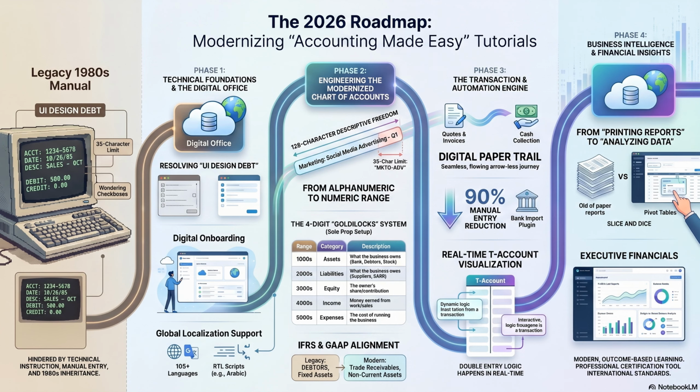The update ditches that entirely for a modern, logical, four-digit numeric block system. So the 1000s are universally reserved for assets. The 2000s are for liabilities. The 3000s represent equity, moving all the way up to the 5000s for standard expenses. And moving to that four-digit block system provides immediate cognitive recognition. The user doesn't have to look up what an account is in some index. The moment they see a number starting with a 5, they implicitly know they're looking at an expense.